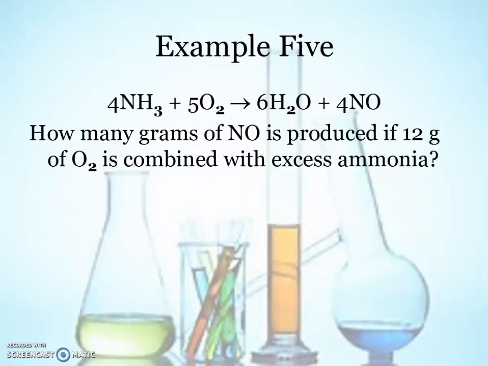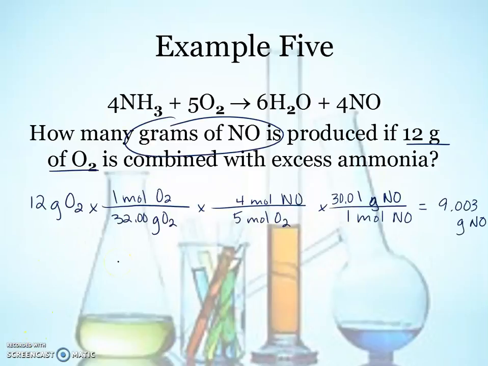It says how many grams of NO is produced if 12 grams of O2 is combined with excess ammonia. Remember, excess just means there's more than enough. You don't have to worry about it. Okay, so I'm going to work this out. I'm actually going to pause it this time, but I want you guys to pause it. I want you to work it out and then come back and check and see what you got.